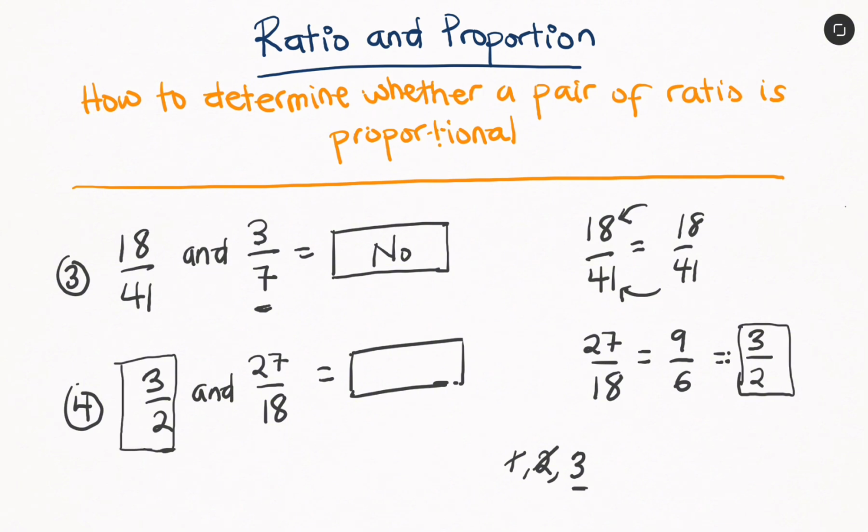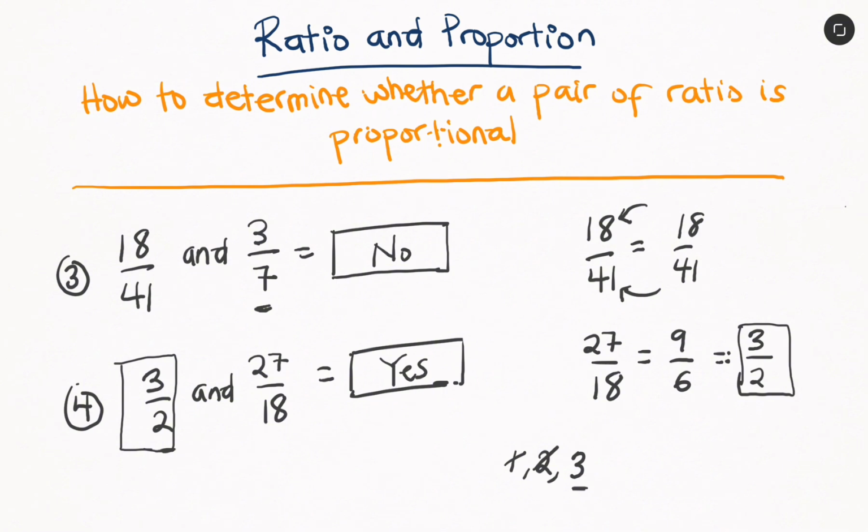So it means that 27 on 18 is also 3 over 2, okay, as a ratio. So therefore 3 over 2 and 27 on 18 are proportional. So my answer over here is yes, they are proportional.